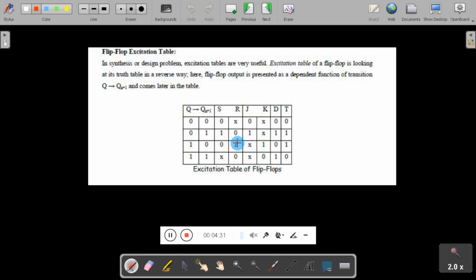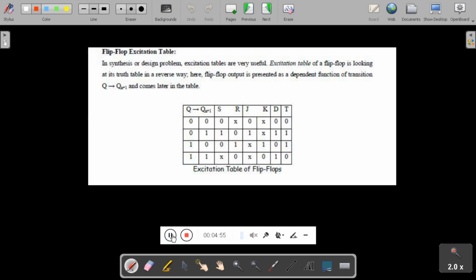Similarly, we have to see now D and T. In case of moving from 0 to 0, D should be 0. To move from 0 to 1, D should be 1. To move from 1 to 0, D should be 0. To move from 1 to 1, D should be 1. Similarly for T. So this is called the flip-flop excitation table. It is very necessary in synthesis design.